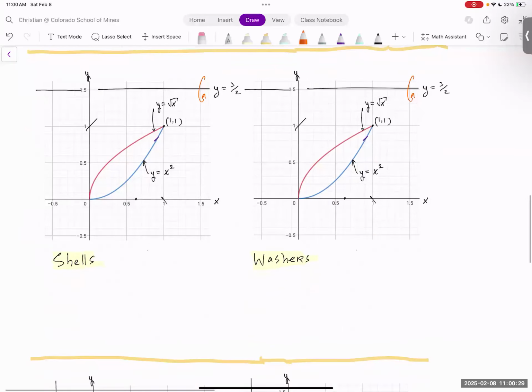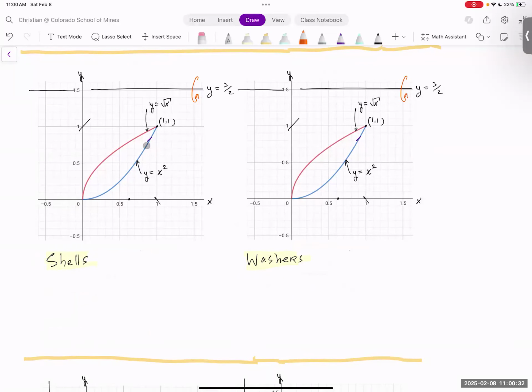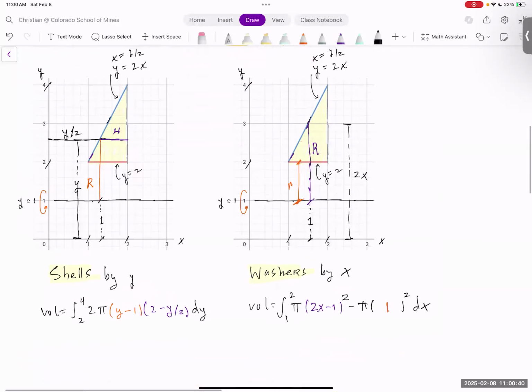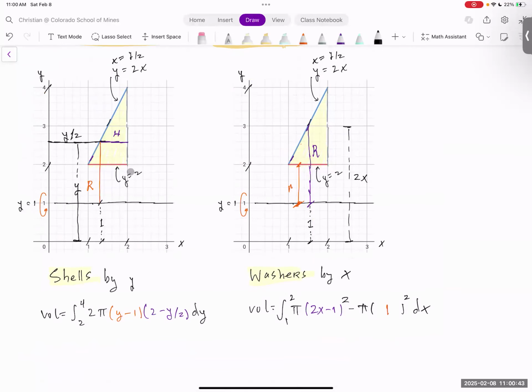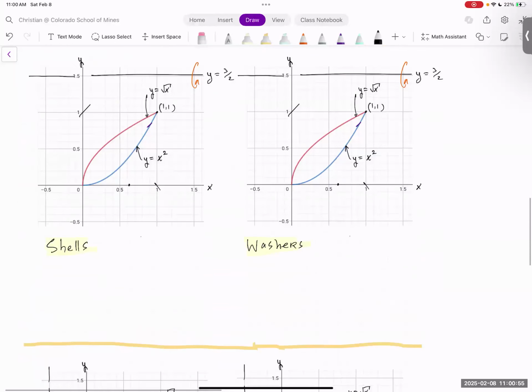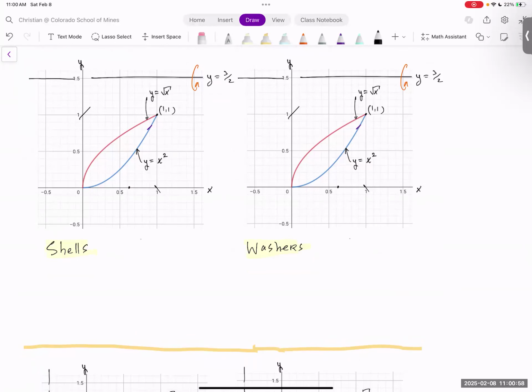Let's keep going. New region. I didn't shade it in this time, but it's this region between y equals root x and y equals x squared. If you rotate around a horizontal axis, I want to encourage you to use another horizontal axis of rotation and put it down below the x-axis and see how that would work. Put it above the region and see how that would work. Shells, let's see, we're rotating around a horizontal thing. So shells will be by y, washers will be by x, and let's do that.